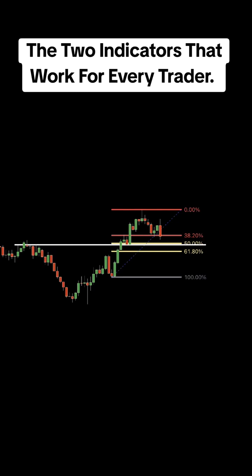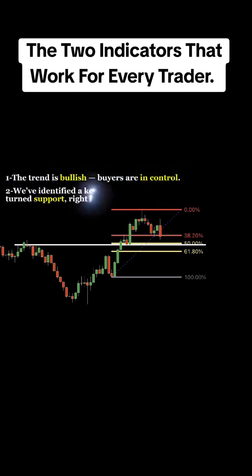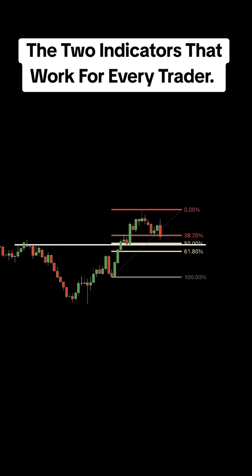So at this point, we already have two solid factors. The trend is bullish, buyers are in control. We've identified a key level of interest. Previous resistance turns support right in the golden zone. Now we look for the final piece, the liquidity sweep signal.